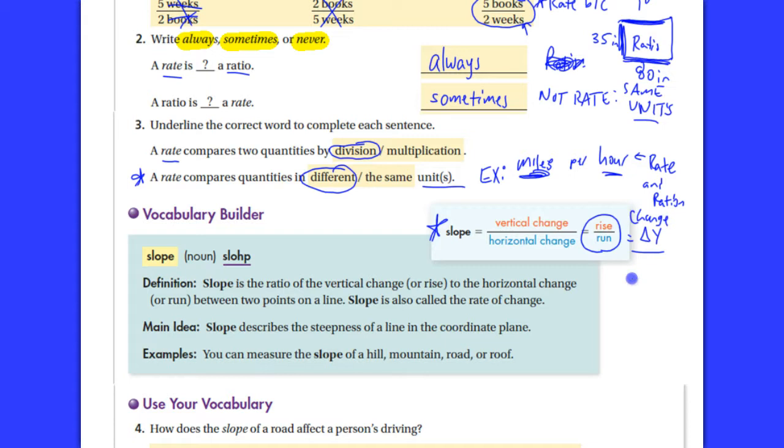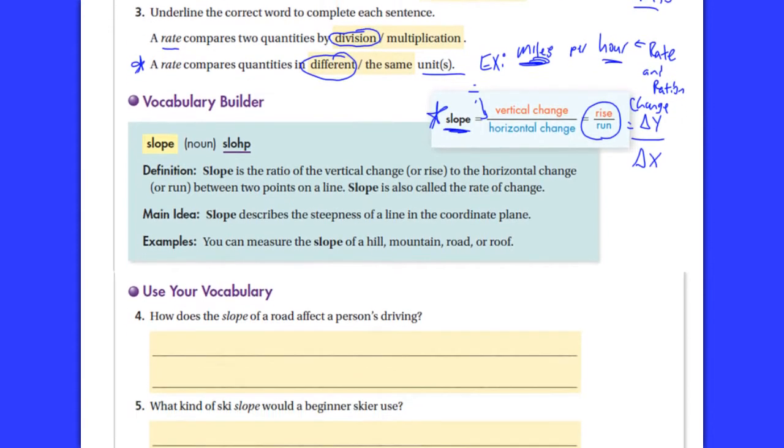Change in y divided by change in x. Okay, so again, the fraction means division. You've got to know that by now, that a fraction bar means division. So that symbol there means divide. You're taking the vertical change and dividing it by the horizontal change. That will give you the slope. And we're talking about if we are looking at a graph at this point. Okay, so that is the slope.